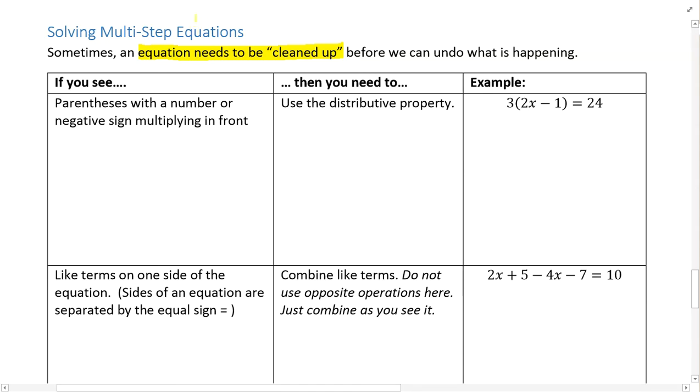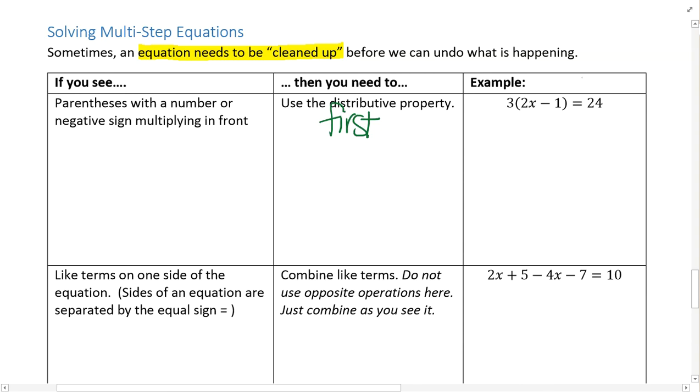Before we do that process we learned in the last video for undoing what's happening to the variable using opposite operations in the opposite order, we need to check for parentheses, because if there's parentheses, that's very likely we're going to have to use the distributive property. Okay, so if you see parentheses with a number or negative sign multiplying in front, use the distributive property first before you do anything else.